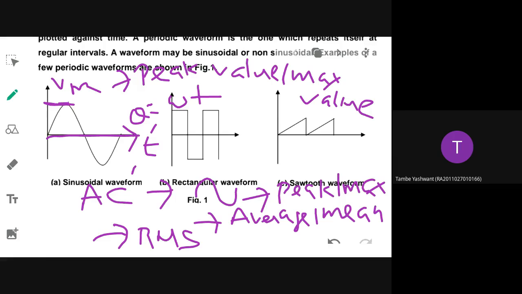Have you understood? Come on, have you people understood these concepts? Yes. What is an alternating waveform? Yes, sir. What is an alternating waveform?